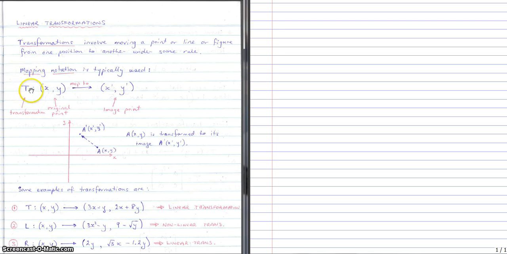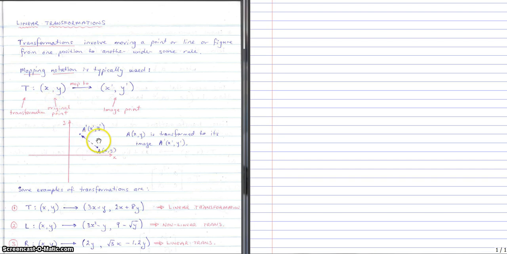When we work through it, we typically use mapping notation. So this part here is the name of the transformation, T for instance. It could be L, could be anything. That's the name, and we are transforming the original point, xy, and it's changing into its image point, x prime, y prime. This arrow just means that that's mapping onto this, according to this transformation.